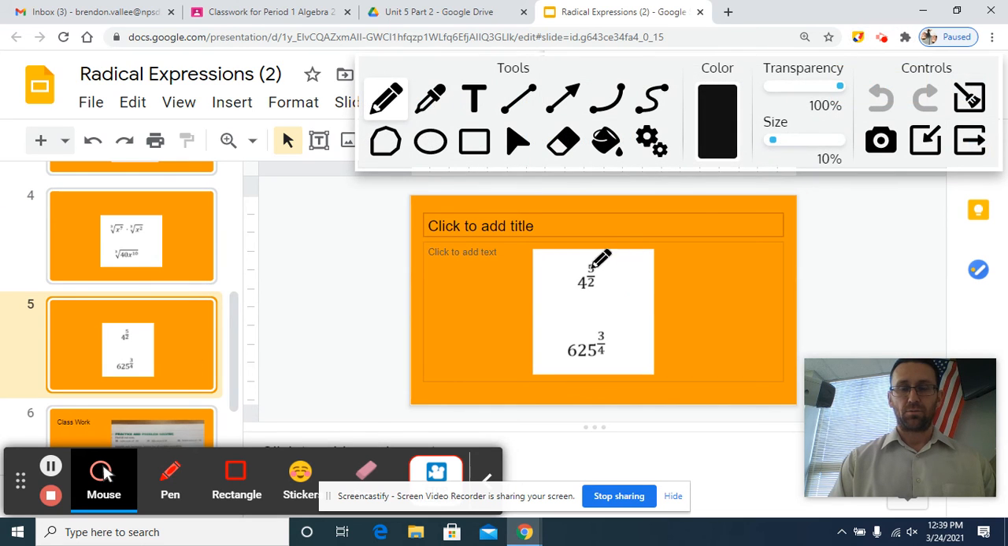And then lastly, what's 4 to the 5 over 2 power? So that's the square root of 4 to the 5th. Square root of 4 is 2. 2 to the 5th is 32.